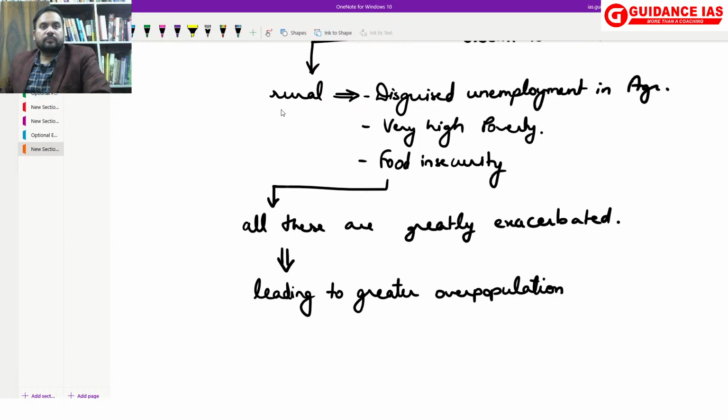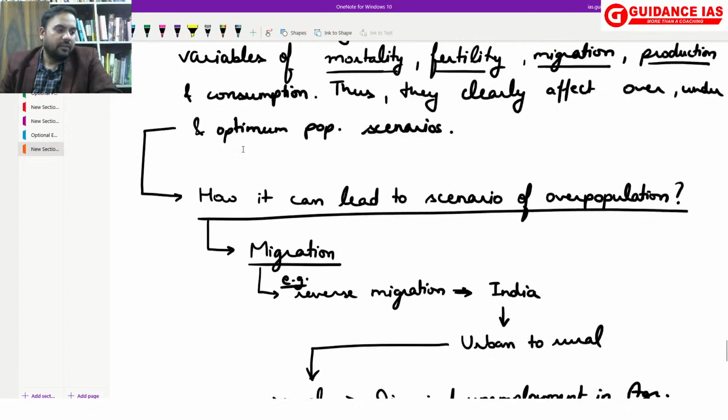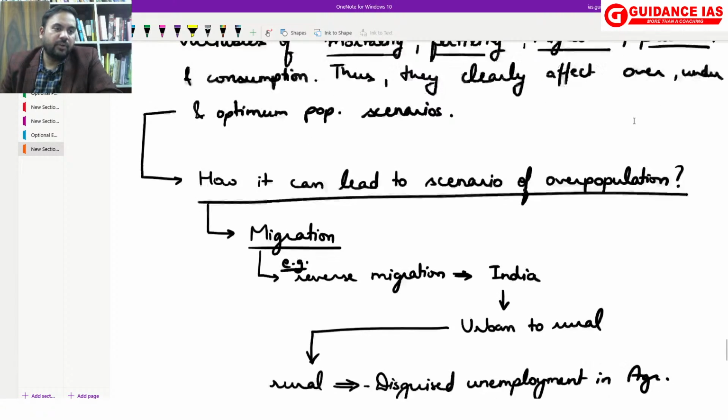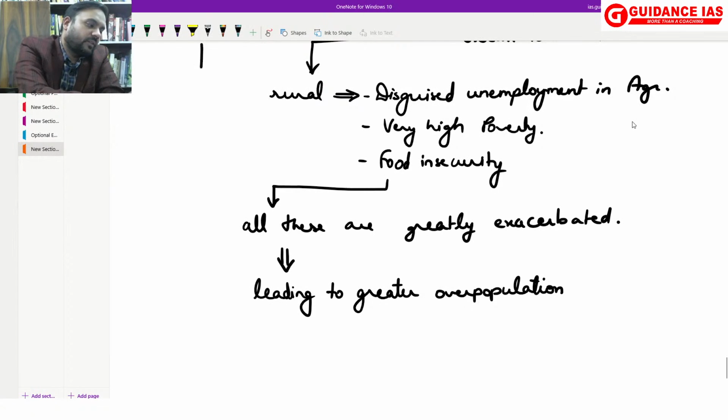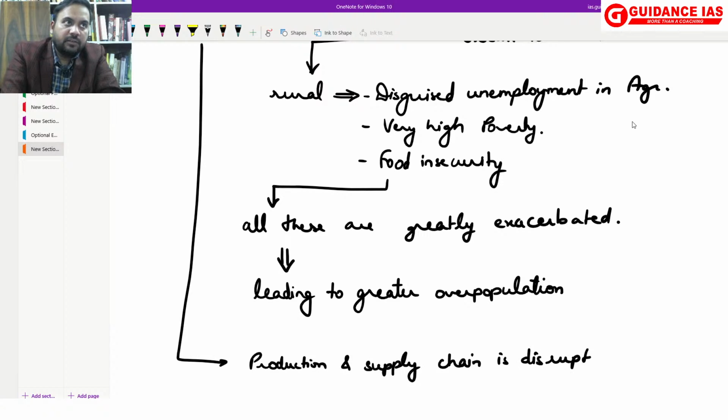Yes or no? Obviously yes. So the most important example we have already told, and others like I can take the case of production. Can I say there is production and supply chain is disrupted?